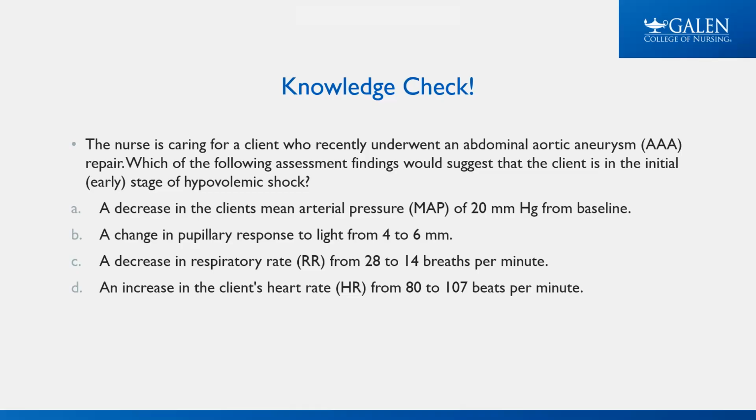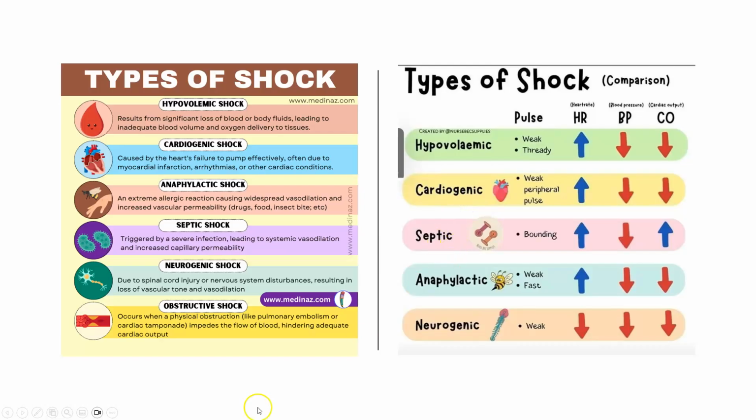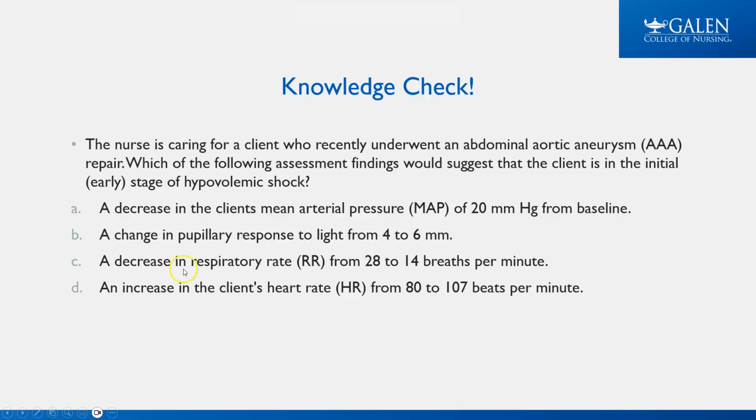The nurse is caring for a client who recently underwent an abdominal aortic aneurysm repair. Which of the following assessment findings would suggest that the client is in the initial early stage of hypovolemic shock? A decrease in the client's mean arterial pressure of 20 from baseline. So remember, the initial stage of shock, the MAP drops by 10, not 20. So that one is wrong.